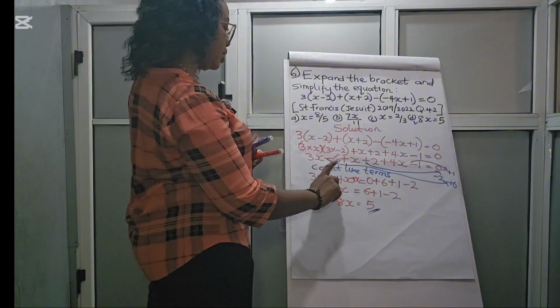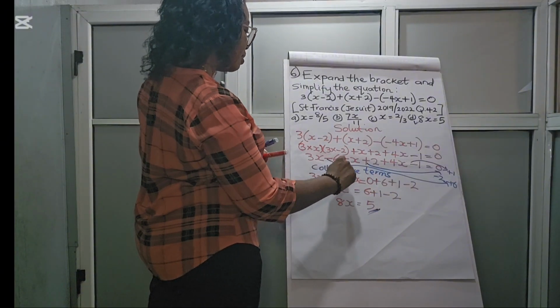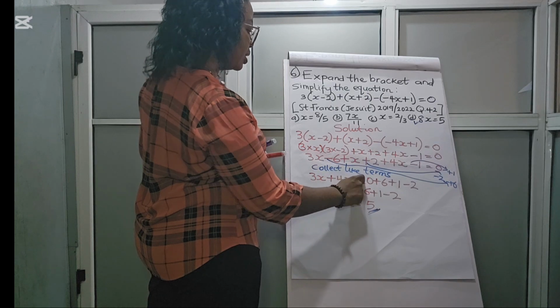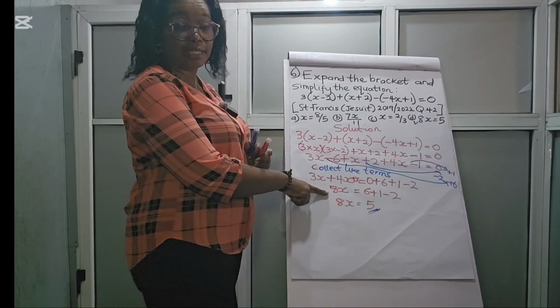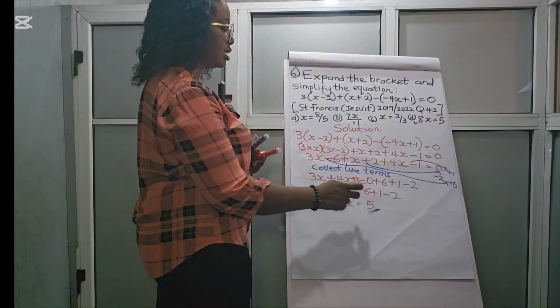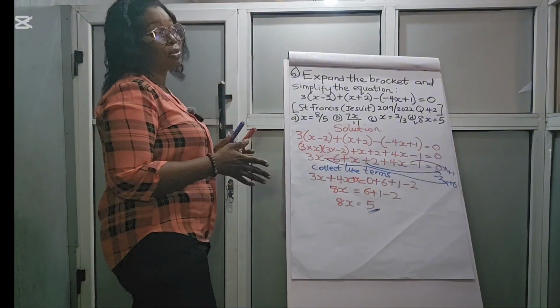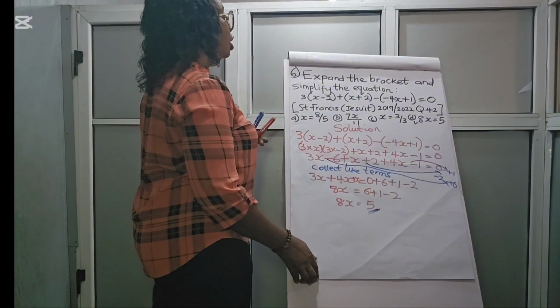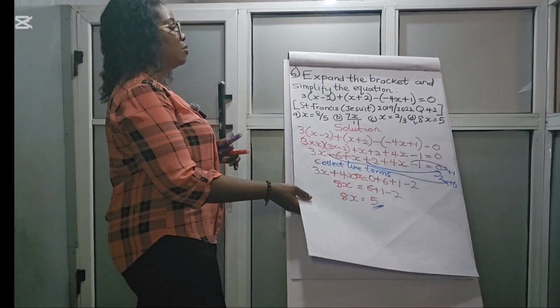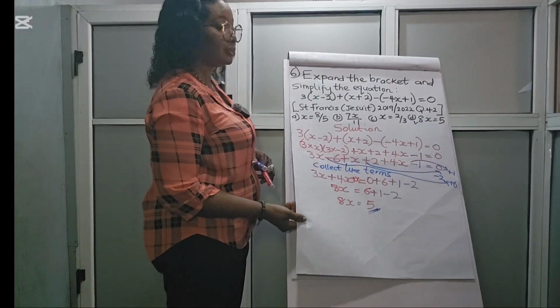So let's take note of this. This is 3x plus x plus 4x. So 3x plus 4x plus x is the same thing, and that's how we got 8x. And then 0 plus 6 plus 1 minus 2, and that's how we arrived at 5. So this is a typical question on expansion in algebra, more or less like opening up the brackets. So moving on to question 7.